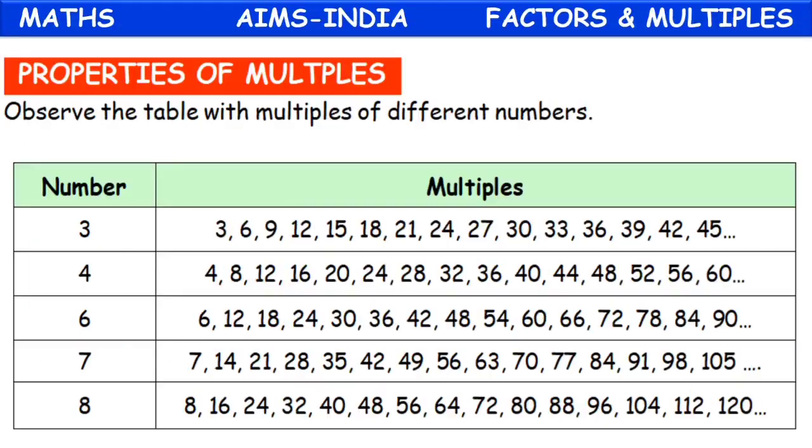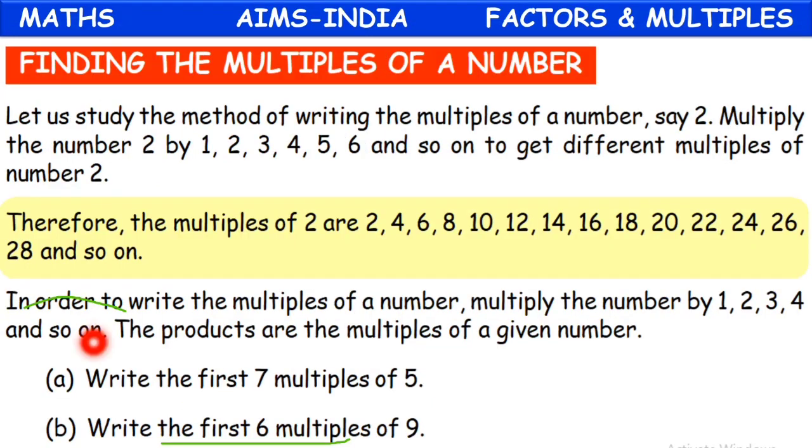That is why even in the question, see, they have asked us to write the first 7 or first 6 multiples. If it was factors, what will they say? They'll ask us to write the factors of 6. They'll not say write the first 3 factors of 6. Will they? No, because the factors are limited. They are finite in number.